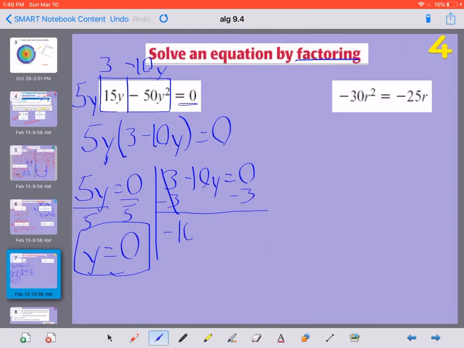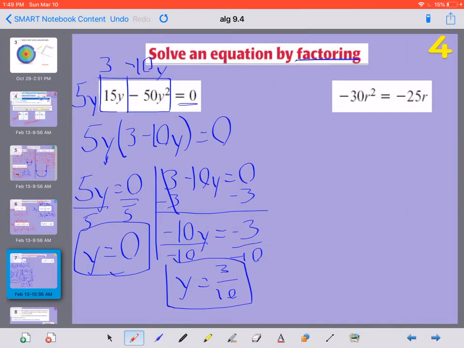So we get negative 10y equals negative 3. If I divide by negative 10, y is going to equal a positive 3 over 10 this time. So our zeros are 0 and 3 over 10.